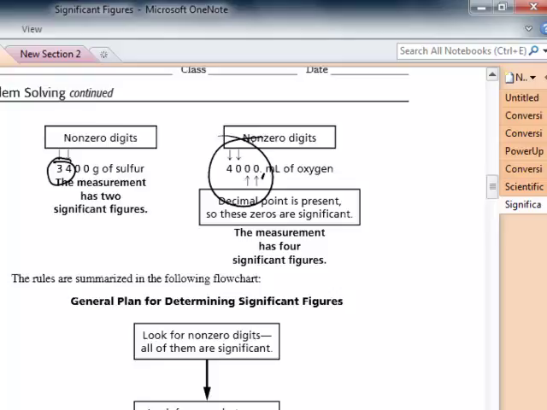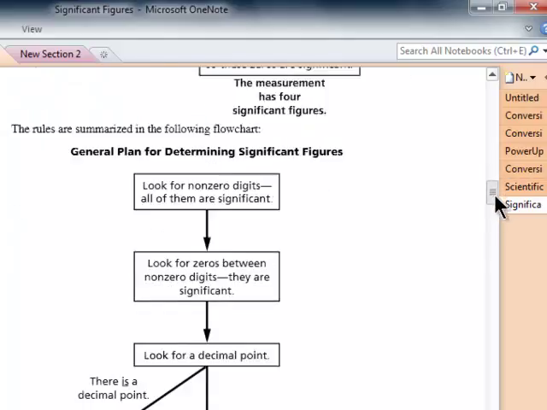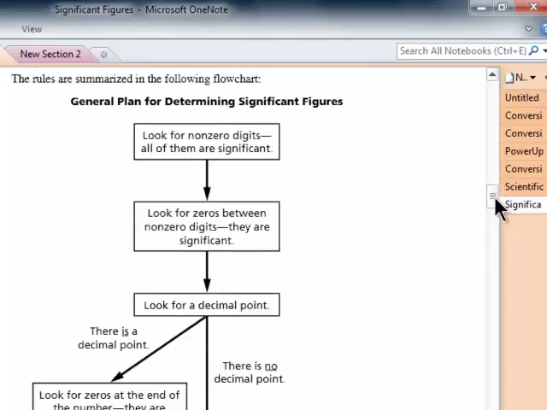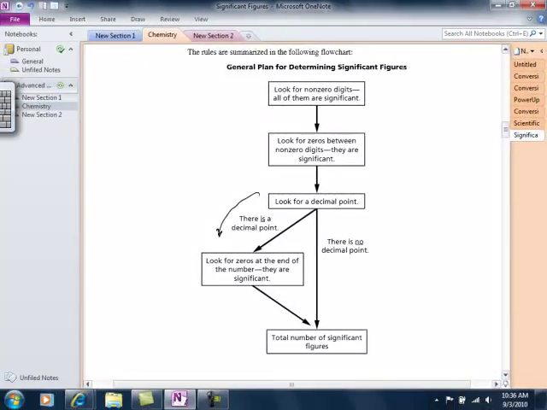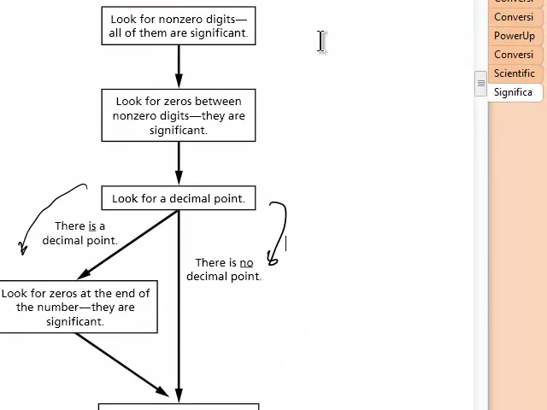Okay, and here's the other way that if it were me, I'd put this on my card instead of all those rules. Is this flow chart. So first it says look for non-zeros. They're all significant. Then it says look for zeros between non-zeros. They're significant too. Look for a decimal point. If there is a decimal point, look for the zeros at the end of the number. They're significant. If there's no decimal point, then you just add them up. So I like this version better than the list of all the rules, because it's sort of the order you would do it in.